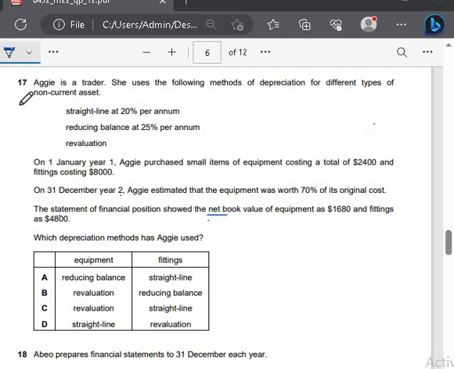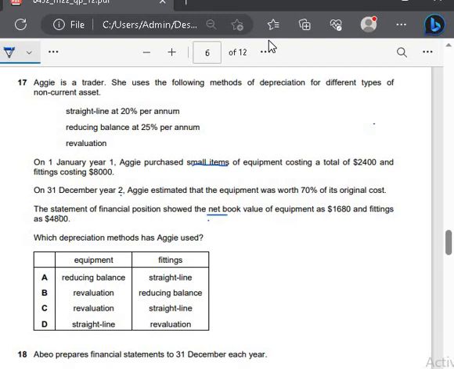Right, so let's look at this question here, number 17. Agi is a trader. She uses the following methods of depreciation for different types of non-current asset: straight line method 20%, reducing balance method 25%, and revaluation. So on 1st January, year 1, Agi purchased a small item of equipment costing a total of 2,400. Already being told it is a small item is an indication that it's likely to be the revaluation method, because that's the one which is used for small items.